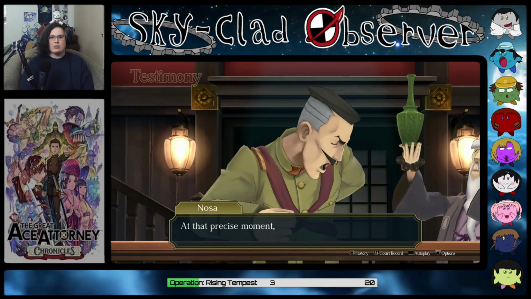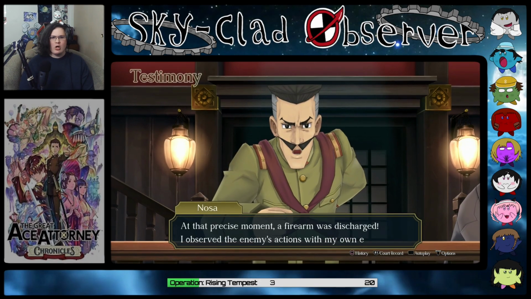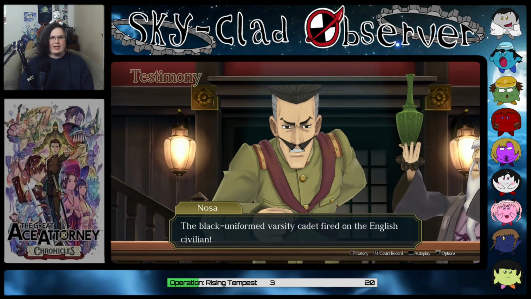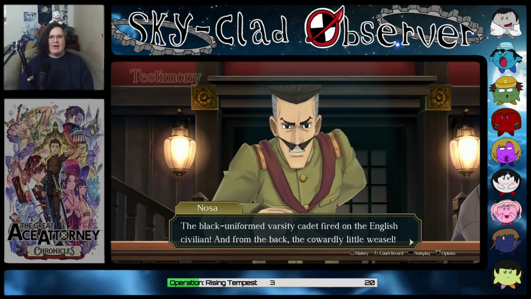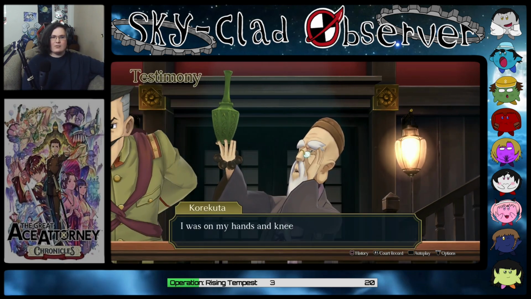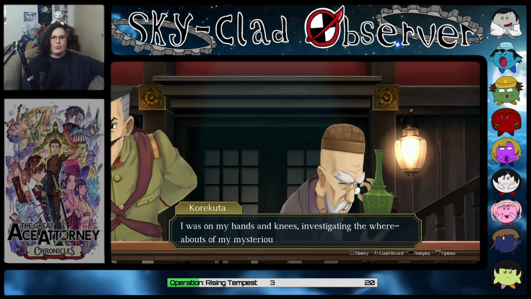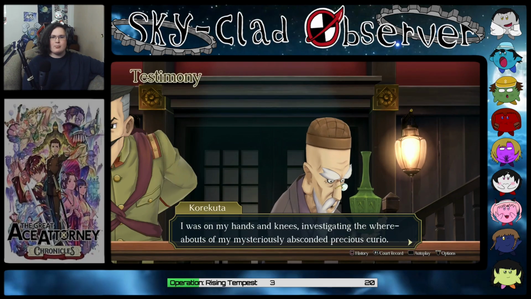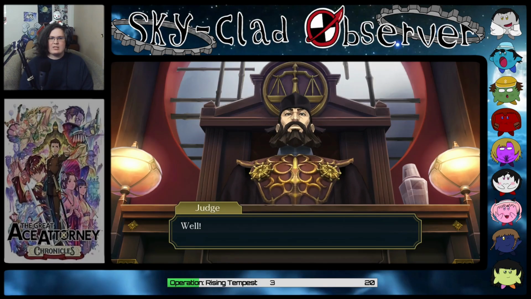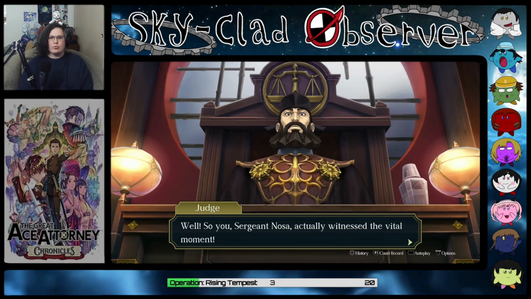At that precise moment, a firearm was discharged. I observed the enemy's actions with my own eyes. The black uniformed varsity cadet fired on the English civilian. And from the back, the cowardly little weasel. Oh, well, immediately I see a contradiction here. I was on my hands and knees, investigating the whereabouts of my mysteriously absconded precious curio. Yeah, someone stole his shit? That sucks.